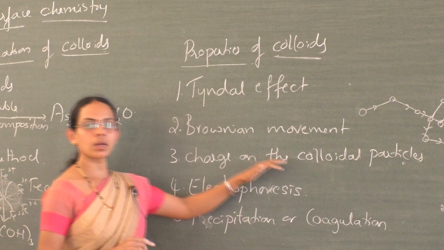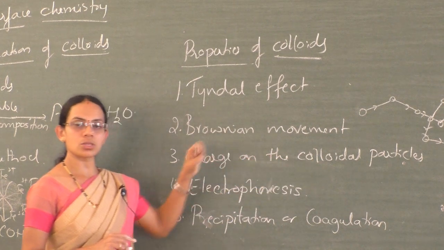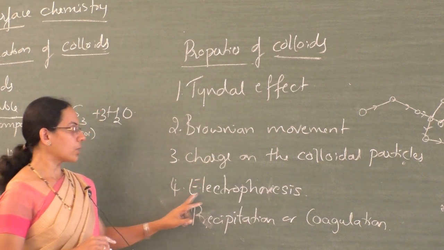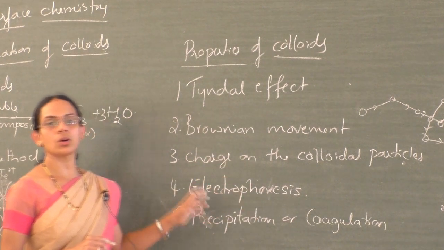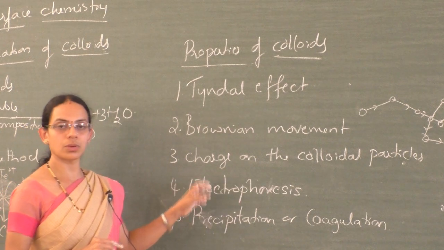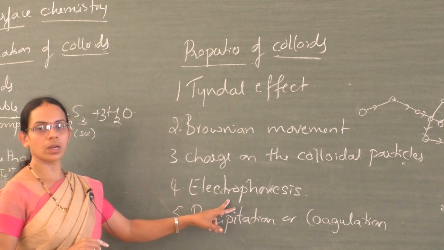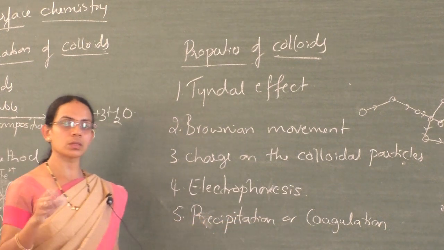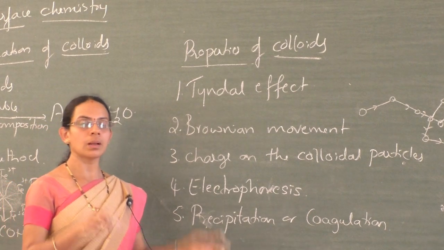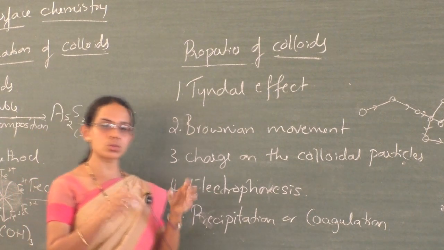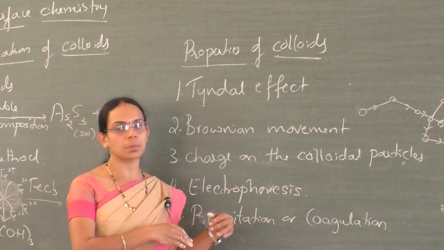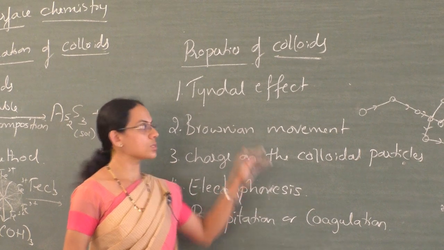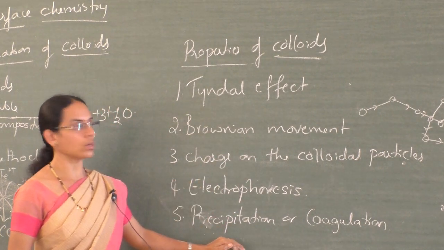The charge on the colloidal particles is because of the adsorption of the charge from the electrolyte. Electrophoresis means the movement of colloidal particles under the influence of an electric field. Precipitation or coagulation means that on removing the charge present on the colloidal particles, the different colloidal particles come close to each other and again form a precipitate, and that is called precipitation or coagulation. So these are the important properties of colloids.